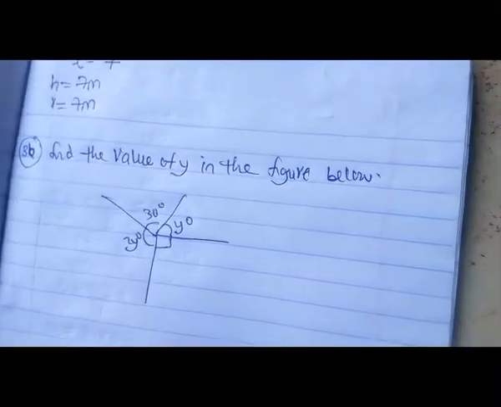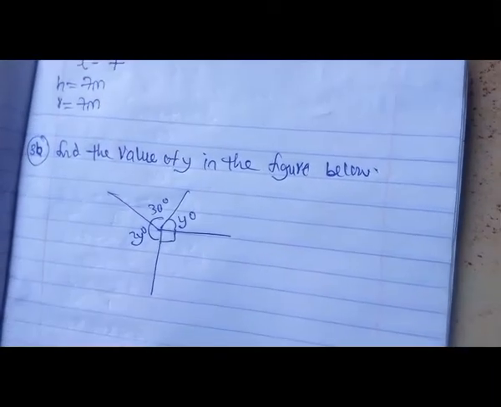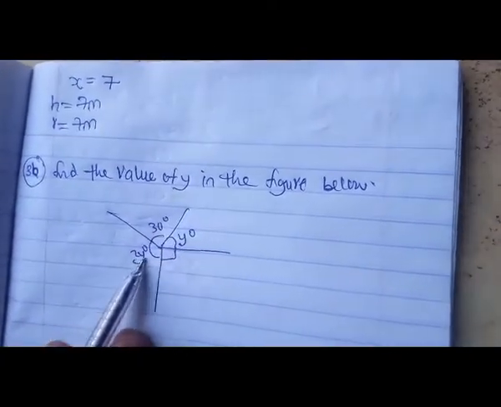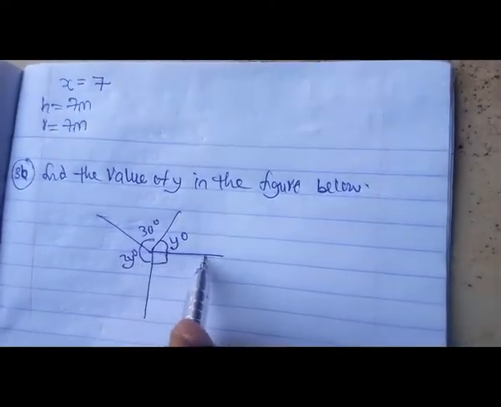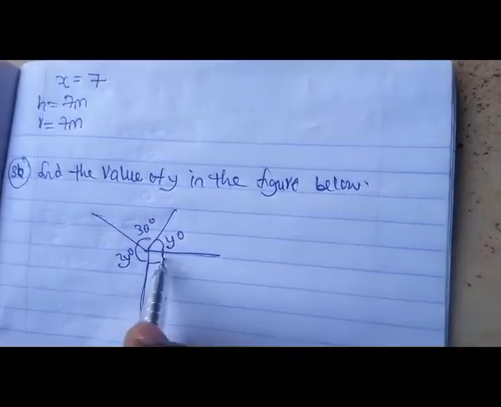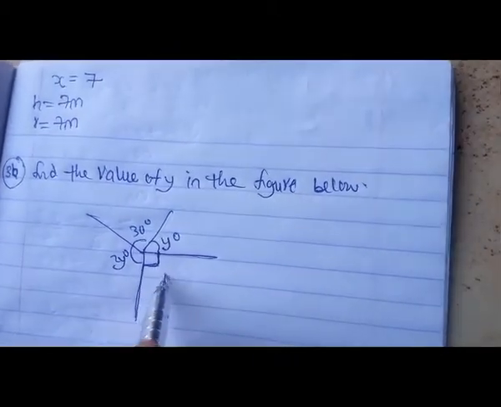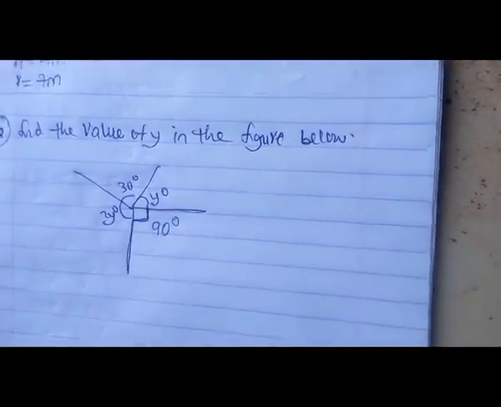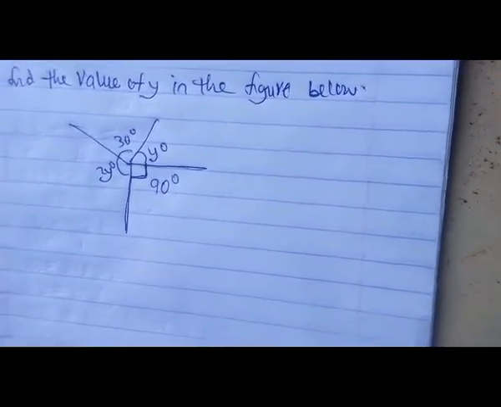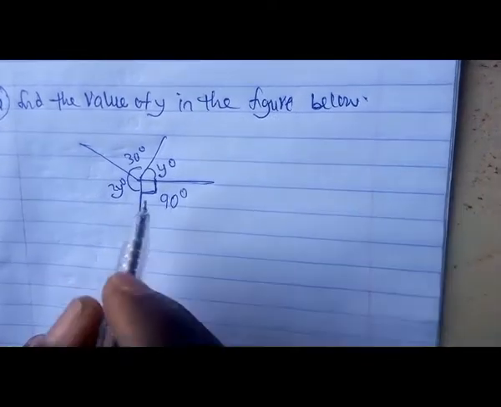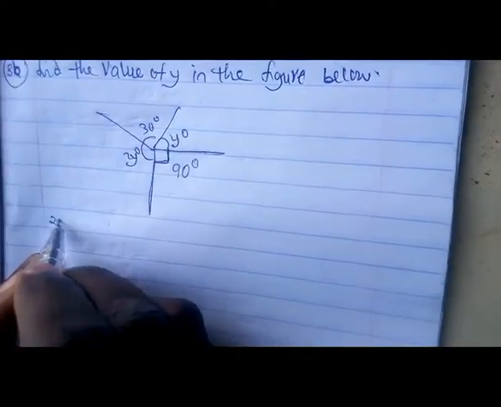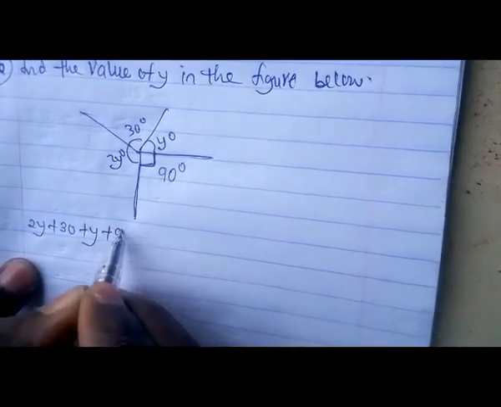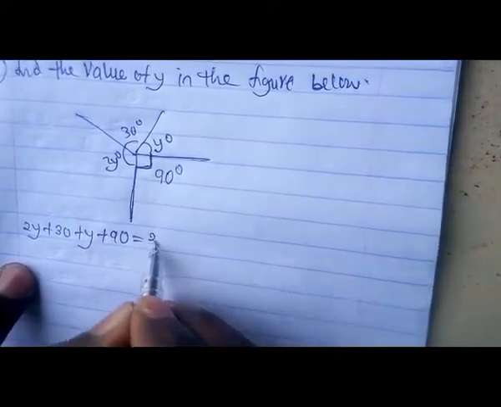So 3b says find the value of y in the figure below. 30 degrees, y degrees, 2y degrees, and this place is an angle on a right angle. So a right angle has a value of 90 degrees. An angle at a point is 360. Therefore, we need to add these together. 2y plus 30 plus y plus 90 equals 360.